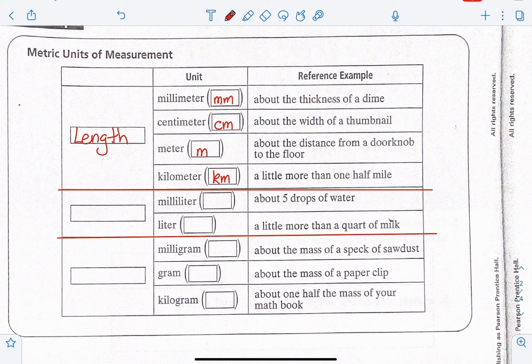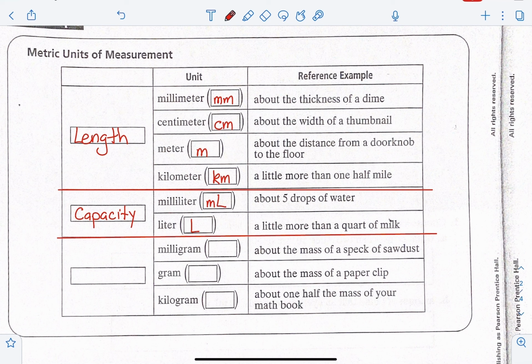Then we have milliliter, which is going to be lowercase m, capital L. And liter, which is going to be capital L. A milliliter is about 5 drops of water, so very, very small. And then a liter is a little more than a quart of milk, so a little more than a quart size. Another way to think of it is like a hydro flask. That's a liter. Okay, so those are both measurements of capacity. How much you can fill something up, basically, is the capacity.